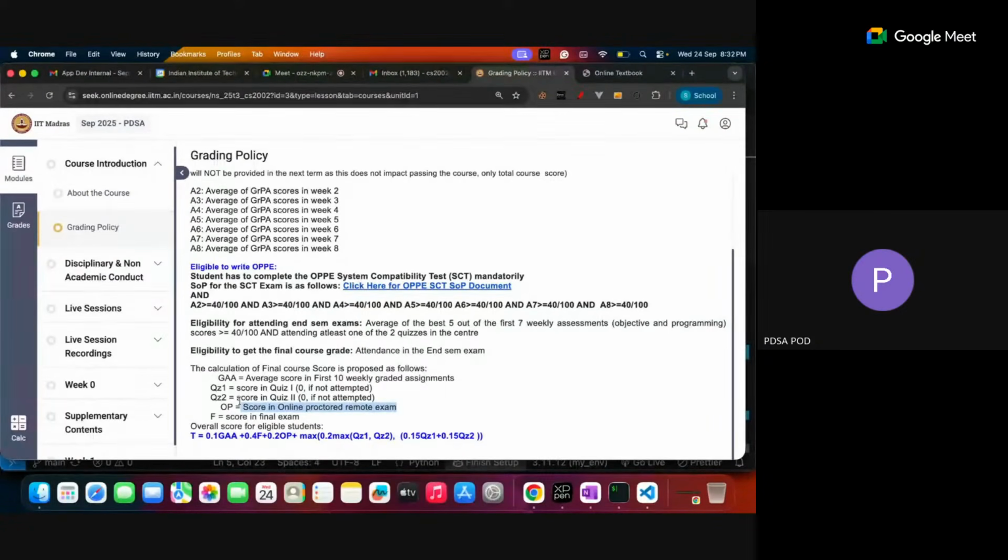Yes, sir. If you are absent for the OPP examination, you will lose the weightage of this 0.2 P. You will lose it, right? That means almost 20 marks you lose, right? So if you attend at least 2 problems, or solve 1 problem, you get something, right? That's what I strongly recommend.